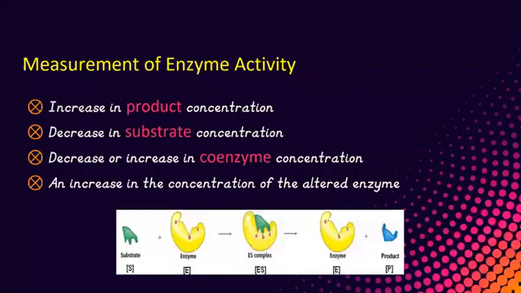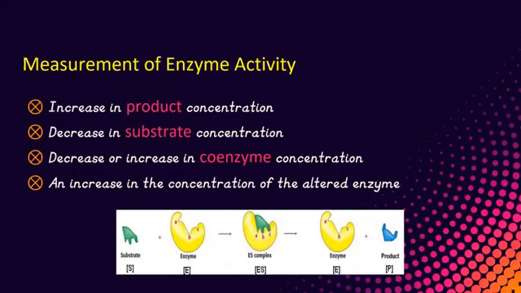Okay, so how can we measure the enzyme activity that we have on our concentration? We can measure this if we can identify the concentration of the product. Once your product is high, therefore the enzyme activity also increases. If the substrate is decreased, therefore your product also decreases. We can measure as well the decrease or increase in concentration of our coenzyme and an increase in the concentration of the altered enzyme.